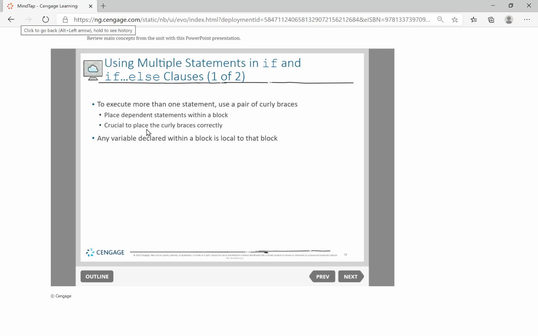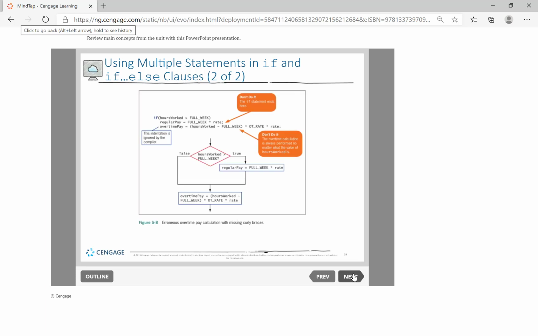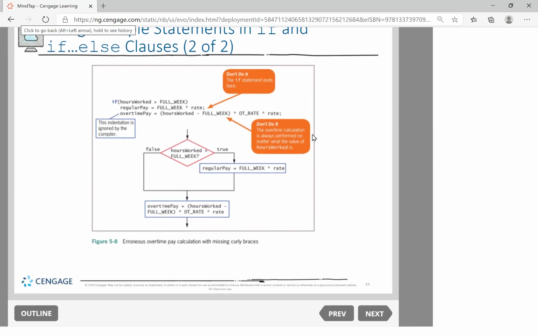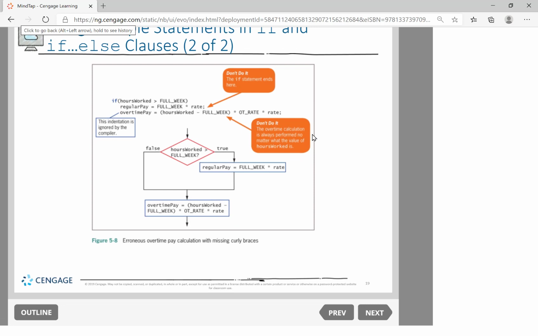And it's crucial to place the curly braces correctly. Don't have them overlaid, not working well together. So for example, if you were to put this statement in, and this is a common problem, by the way, this is under the "don't do this." If you have something like the hours that you work are greater than a full week, let's say a full week is 40, you would have regular pay equals full week.